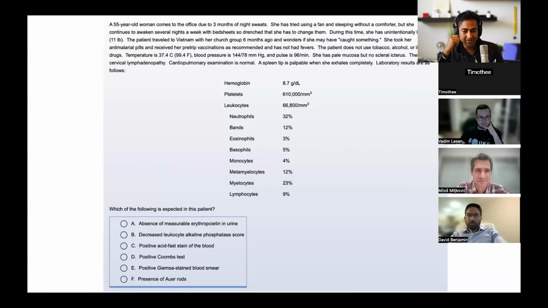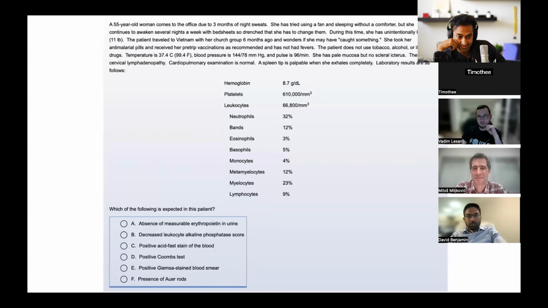What do you think? I'll go with the C. I think it's CML. CML. I think it's CML too. But you're going to go with C? Yeah. Positive acid fast? I thought acid fast is for hairy cell leukemia and tartrate, whatever. But if you exclude all of them, so it's not erythropoietin, it's not a decreased leukocyte alkaline, maybe it's increased. What about positive acid phase? Maybe Coombs test, it's not positive in CML. It's CLL. Giemsa stain, maybe. Auer rods you don't have in CML.